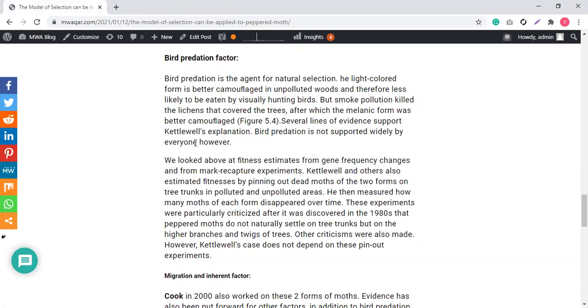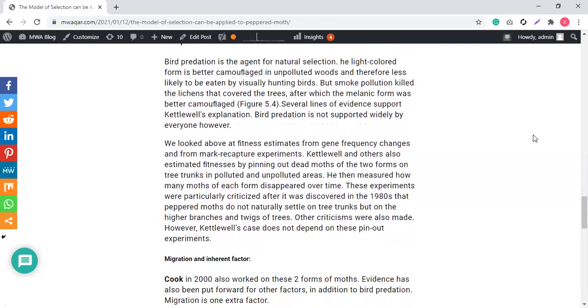Several lines of evidence support Kettlewell's explanation. Bird predation is not supported widely by everyone, however. Scientists said that due to bird predation in unpolluted woods, the light colored form is better camouflaged, and it would be difficult for the birds to capture them. And in polluted woods, the melanic form is more dominant because the birds don't see them and they camouflage better in the pollution and in the smoke region.